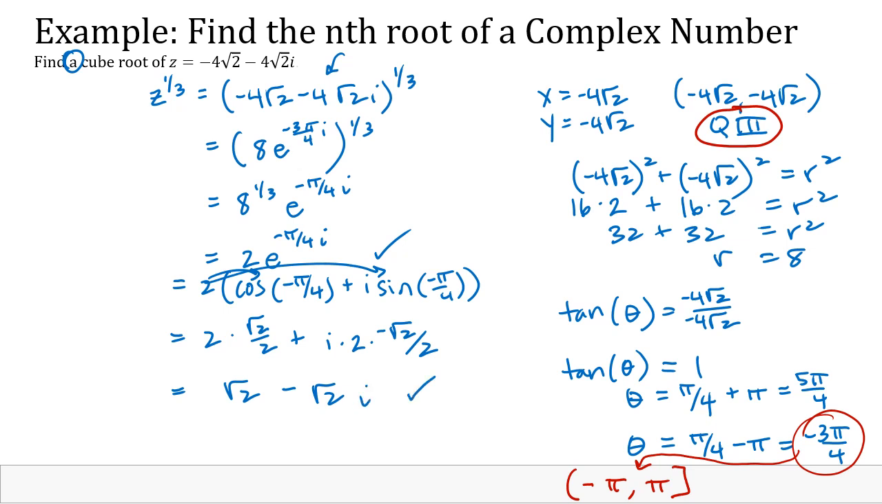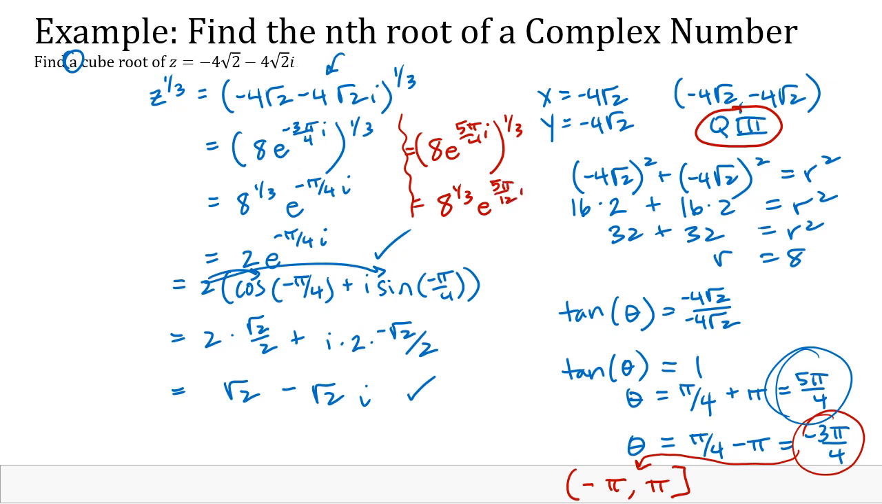And try that in your calculator. See if you get the same thing that I got here. I do want to point out that there are times that, for example, if I had used 5 pi over 4, let's just imagine, let me put a red line here. If I had used 8 times e to the 5 pi over 4 i and raised that to the 1/3 power, that would have given me 8 to the 1/3 and e raised to the 5 pi over 12 i power.